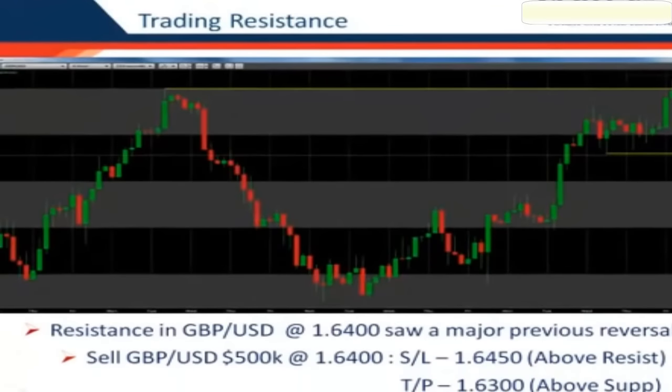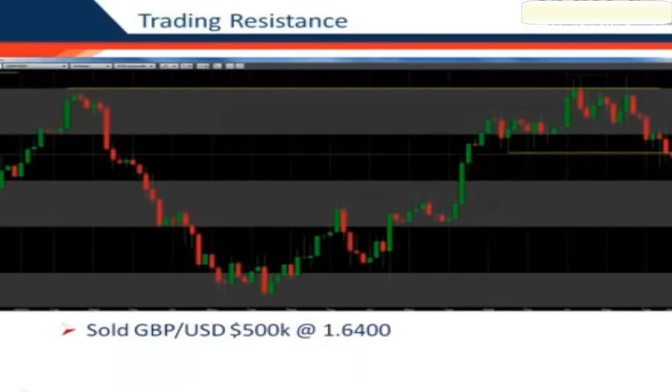As a result, the trade can be to sell 500,000 sterling at 164 the figure, with a stop loss at 164.5, which is above the resistance, and a take profit down towards the previous level of support around 163. So let's see what happened.